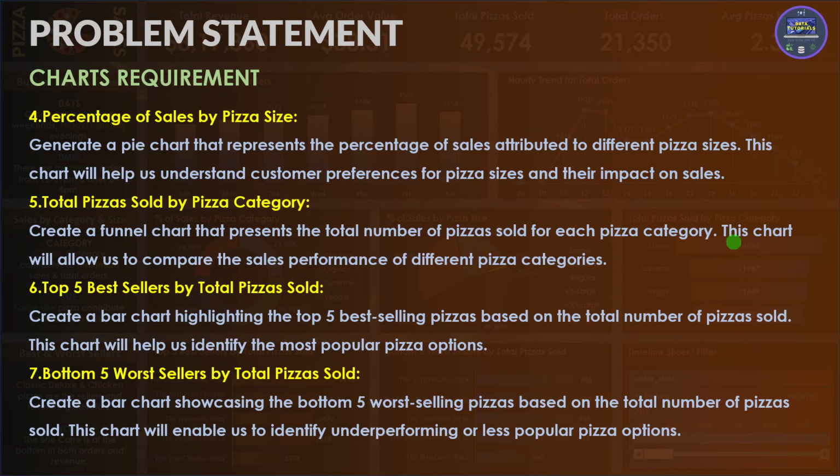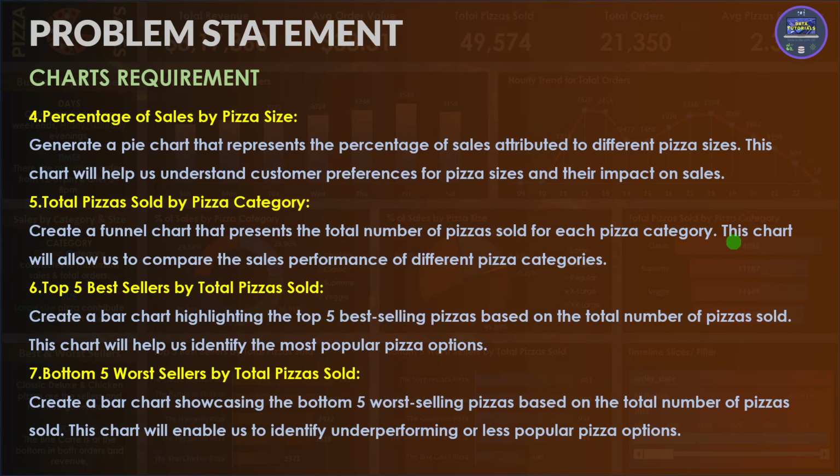All right, the fifth one which he wants is the total pizza sold by pizza category. So total quantities of pizza sold with respect to which pizza category. So from this he will understand, right? He can compare different pizza sales performance across different pizza categories, so that he will understand which particular category has more orders or counts, which are ordered more by our consumers.